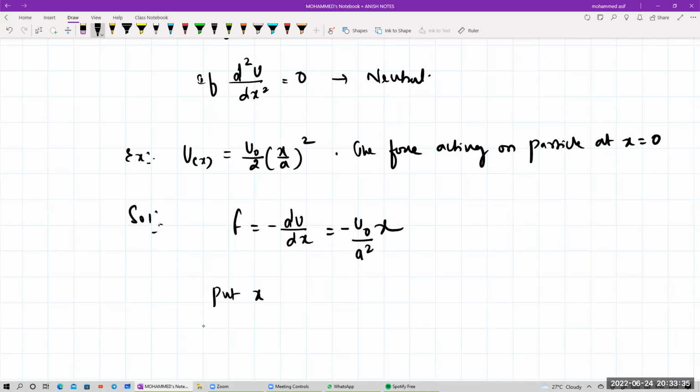Now put x is equal to 0. So what do we get? F is equal to 0. So that's the answer. What is the force acting on the particle? It means F is equal to 0. That's it. Done?